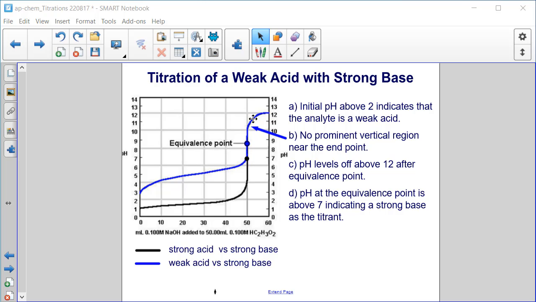The pH still levels off above 12 after the equivalence point, because again, after the equivalence point, the pH is determined by that excess strong base. And the pH at the equivalence point is above 7. So in this case, it's closer to 9, between 8 and 9, indicating a strong base as the titrant of a weak acid.